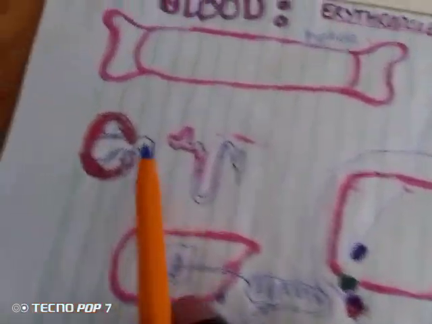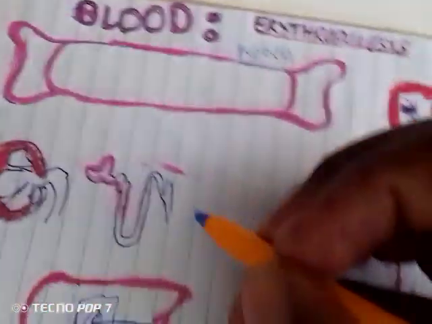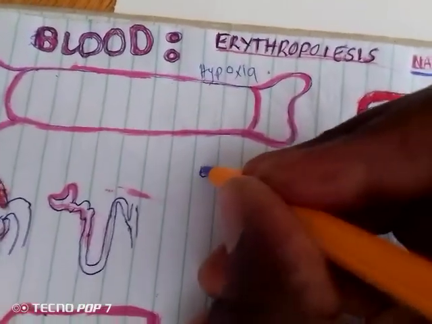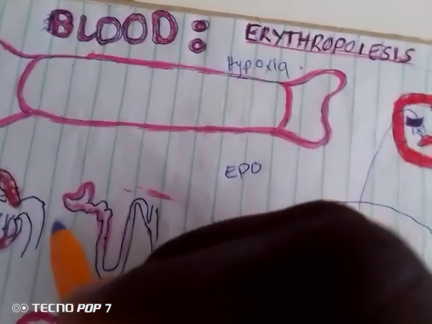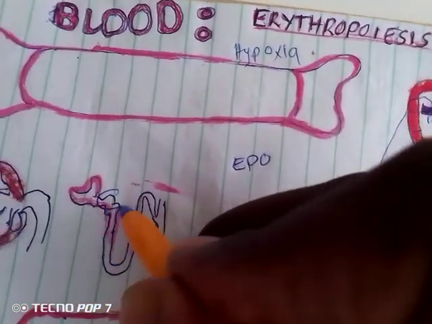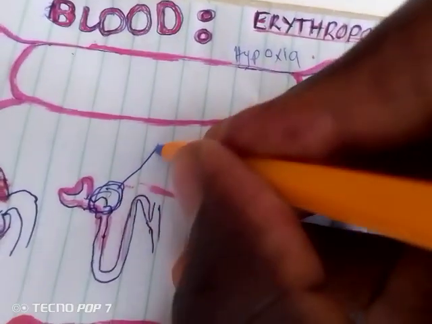Now let's come to the kidney. The kidney is very important in production of something we call EPO. Now let's zoom into the proximal convoluted tubule.